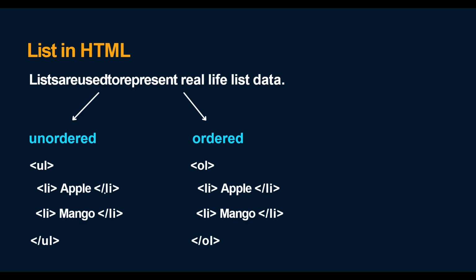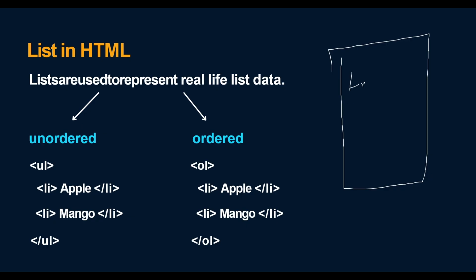Suppose we want to add elements into a list. Suppose I want to make a list of fruit names, and inside it I want to add apple, banana, orange, pineapple, whatever things you can add into a list. This is possible with HTML. Lists come in an ordered manner and an unordered manner. Okay, so these are available.